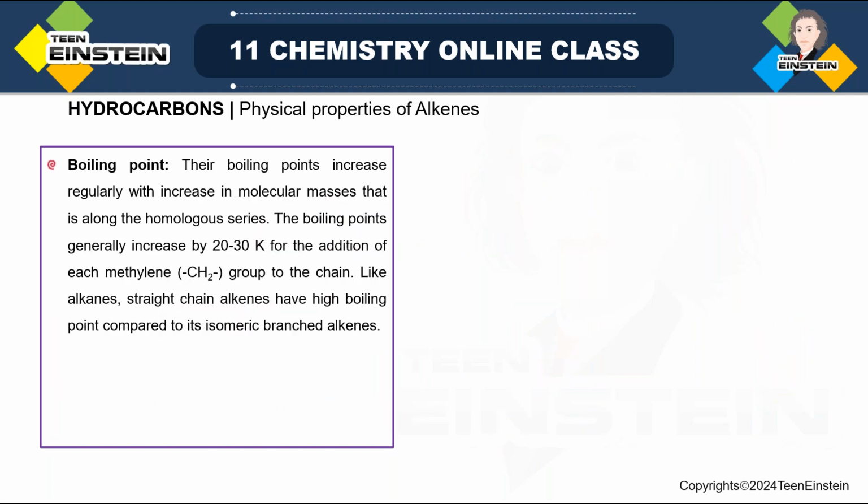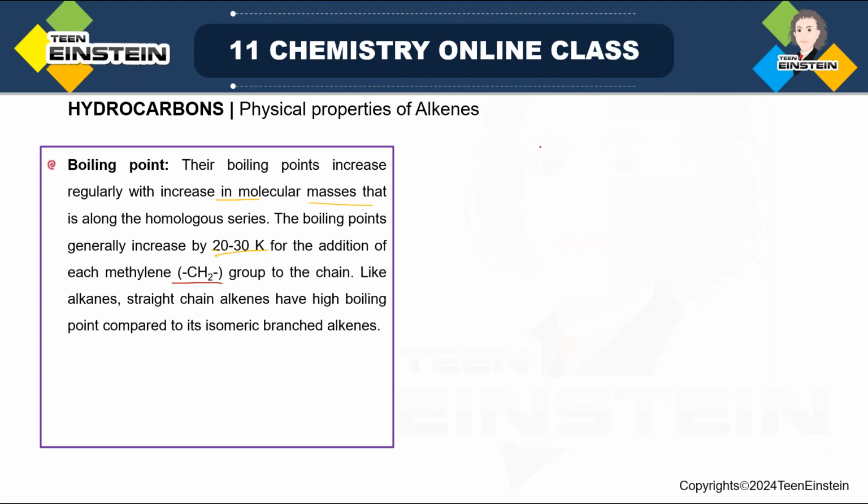Boiling point. Their boiling point increases regularly with increase in molar mass, and that is along the homologous series. So suppose you have ethene, then you are moving to the next one, which is propene, then you are moving to butene. So gradually there will be increase in the boiling point, and that is by the amount 20 to 30 Kelvin for addition of each methylene group.